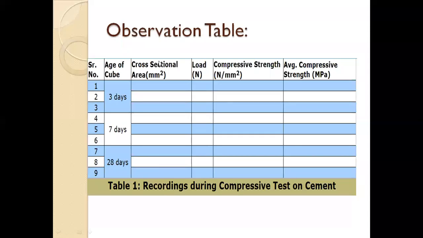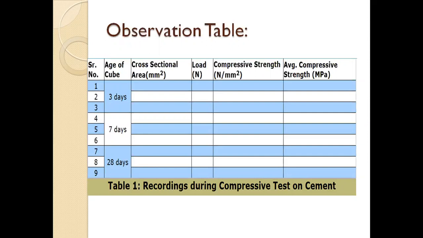Then the observation table. In the observation table, we have to mention these parameters, that is serial number, age of the cube, that is the curing time. We have to put the cubes in water for 3 days, for 7 days, or for 28 days. So if we put them for 3 days, then we have to mention the age of the cube as 3 days. Cross section, that is area of the cube, 7.07 by 7.07 centimeter. We have to convert it into mm square for the calculation.